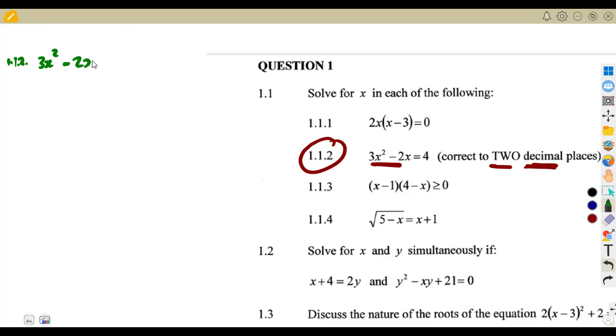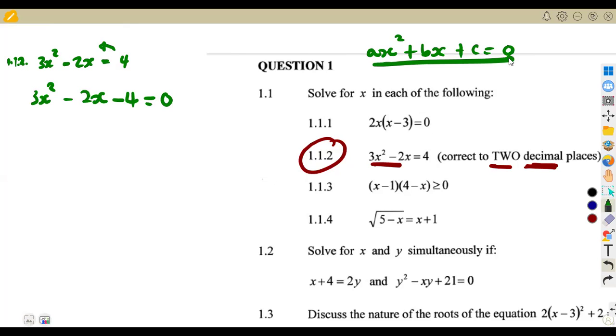3x squared minus 2x is equal to 4. So what we can do is to transpose first. Remember, the format of the quadratic equation is given in the form ax squared plus bx plus c is equal to 0, meaning one of the sides must be equal to 0. So we are going to have this as 3x squared minus 2x, transpose 4 to the other side, it becomes a negative, and that's equal to 0. So we have got the format of our quadratic equation that we know can be solved using the formula.